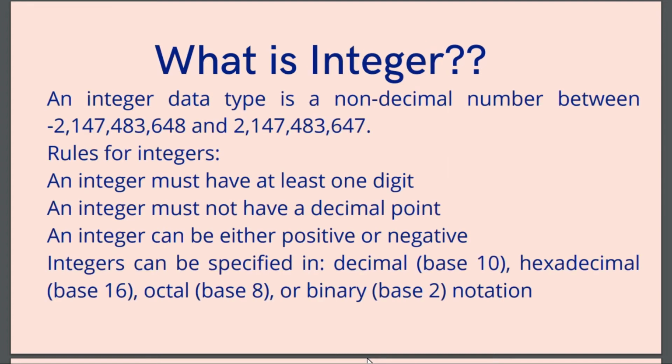An integer data type is a non-decimal number, within a very large range of negative and positive values. An integer must have at least one digit, and an integer must not have a decimal point. If the number has a decimal point, then it is a float or double.